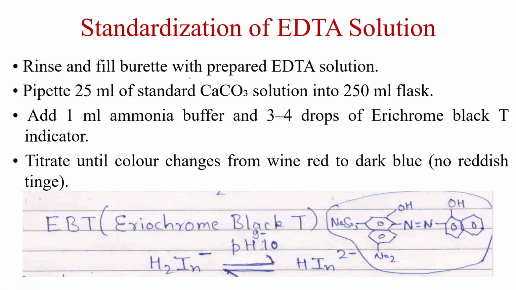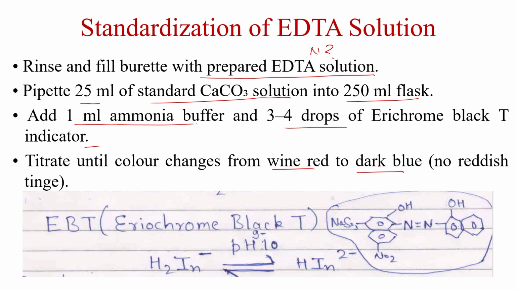Okay, so how to standardize? Simply, you rinse and fill the burette with the prepared EDTA solution. You want to know its normality, how much normal the EDTA solution is, so you fill it in the burette. Take 25 ml of standard calcium carbonate solution into a 50 ml flask, and then add 1 ml ammoniacal buffer and 3 to 4 drops of eriochrome black T indicator. Titrate until the color changes from wine red to dark blue.